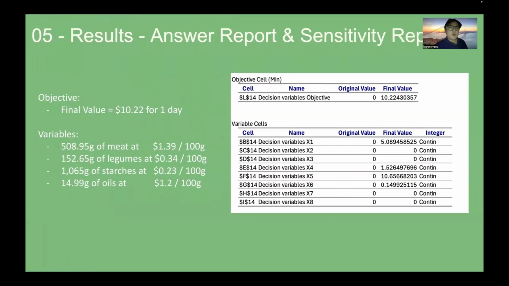So here's our answer report. At the end of the day, the final value comes out to be $10.22 for one day. For each variable, for example, 508.95 grams of meat at $1.39 per 100 grams, and 152.65 grams of legumes at 34 cents per 100 grams, and so on.